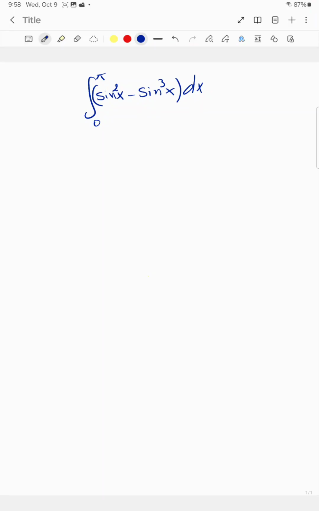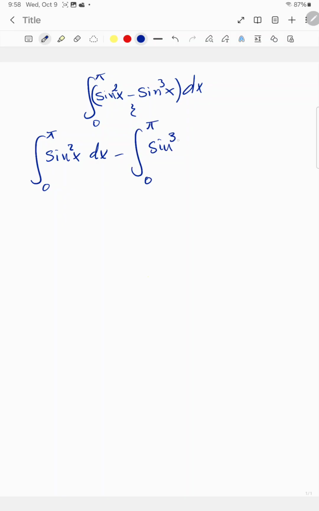In this video, we'll try to solve the integral between 0 and pi of sine squared of x minus sine to the power of 3 of x dx. Because of this minus here, I can split it into two integrals. It becomes the integral between 0 and pi of sine squared of x dx minus the integral between 0 and pi of sine to the power of 3 of x dx. To facilitate our life, I will solve the first integral first, and then I will solve the second one.